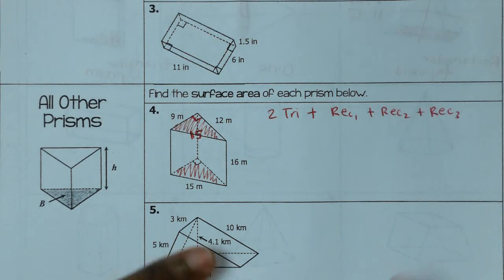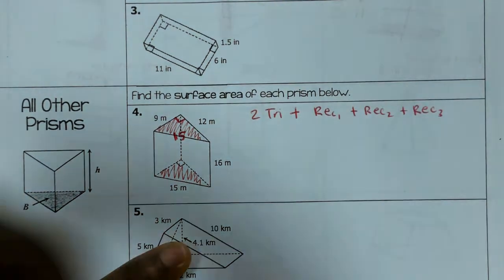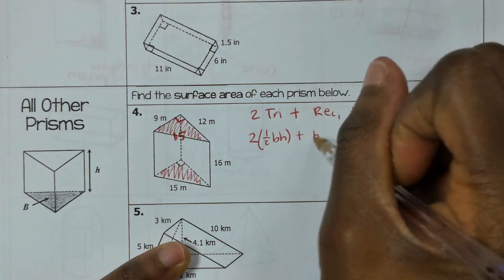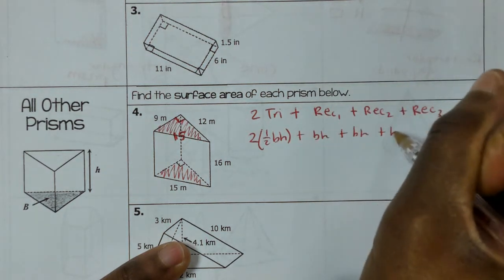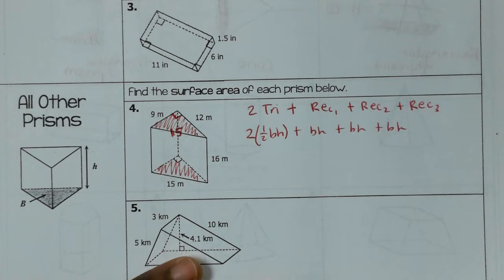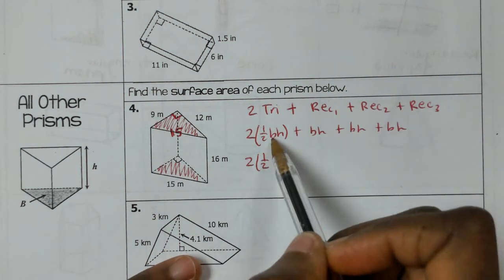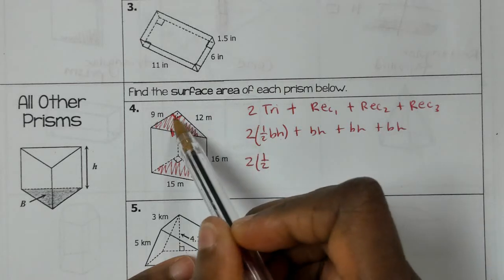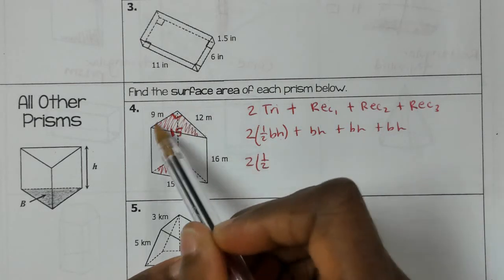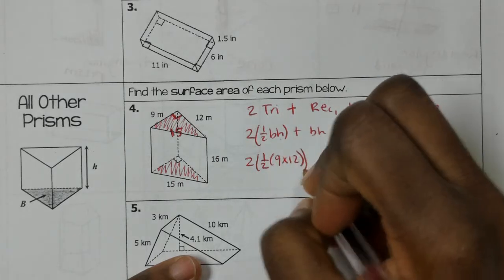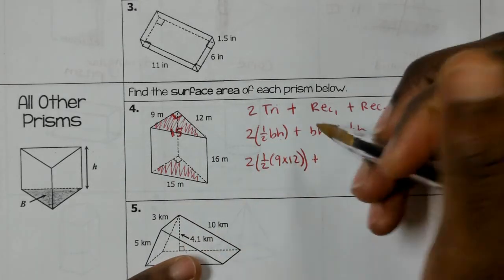Okay. So the triangles' area, we have 2 times 1/2 BH. And then, of course, the rectangles all have BH for their area. So we need to figure out what the dimensions of the triangle are. The triangle's base and height have to be perpendicular, so we're looking for that right angle, and it's the two sides that border the right angle. So it's going to be 9 times 12 here, plus, and then we have three different rectangles.